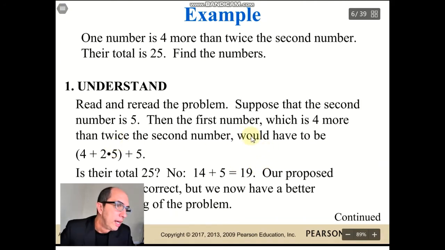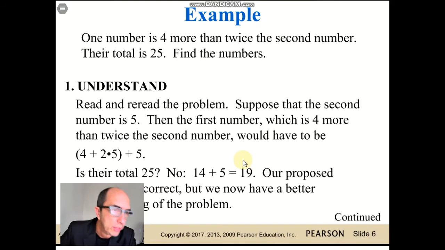Alright. Suppose that the second number is 5. Then the first number, which is 4 more than twice the second number, would have to be 4 plus 2 times 5, plus 5. We can see that this total is not going to be 25, so the numbers that we've guessed are wrong, but at least we tried to figure it out. We guessed some numbers and we understood a little bit better the problem.